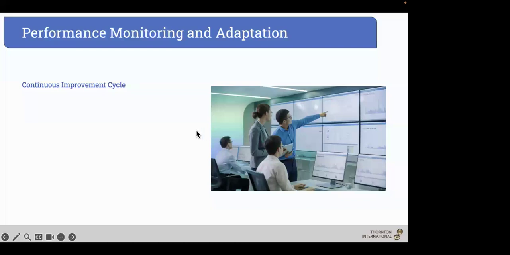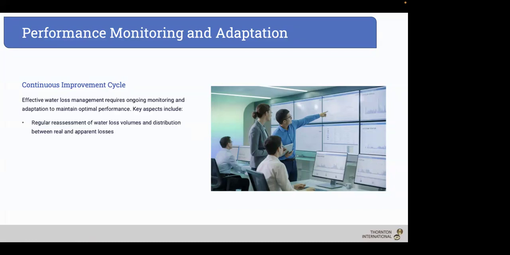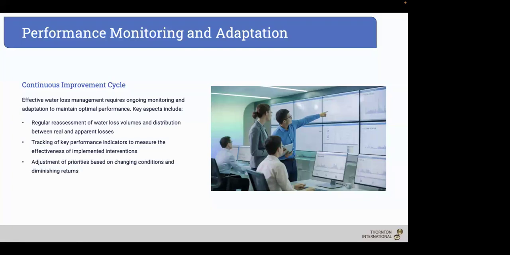So for performance monitoring and adapting, we can think about a continuous improvement cycle. Water loss management requires ongoing monitoring and adaptation to maintain optimal performance: regular assessment of water loss volumes, tracking of key performance indicators, adjustments of priorities, and integration of new technologies and methodologies.